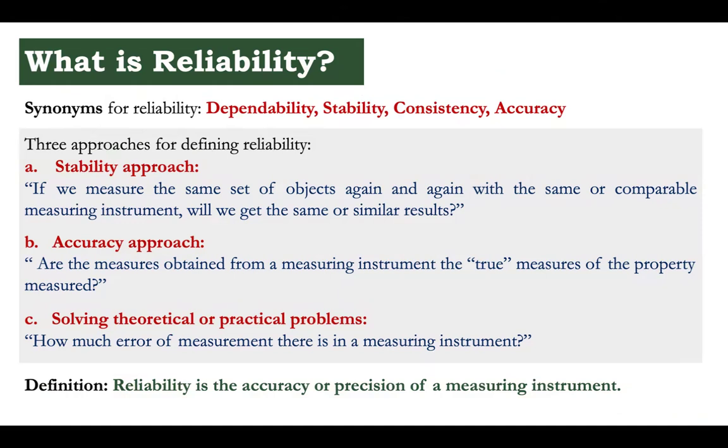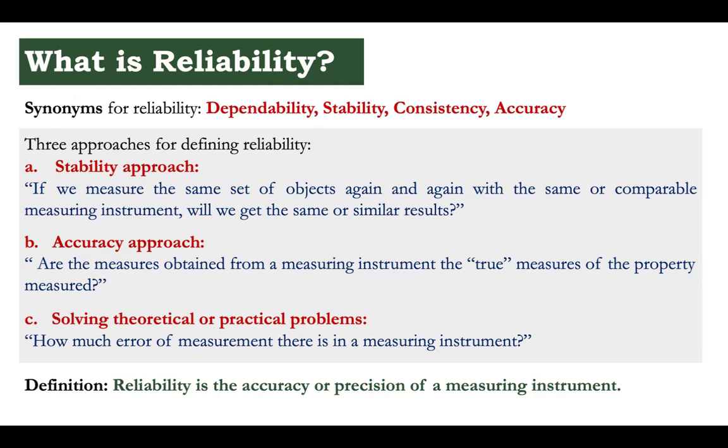Three approaches for defining reliability are, first, the stability approach. What is the stability approach? If we measure the same set of objects again and again with the same or a comparable measuring instrument, will we get similar results? It means if you develop one questionnaire or schedule and always measure the same respondent, and it gives the same or almost the same result, then it is called stability over time, or the stability approach.